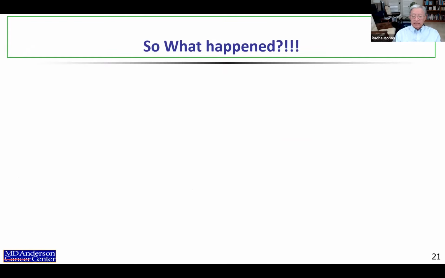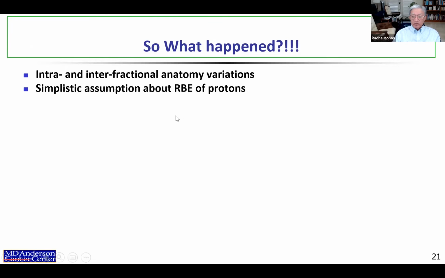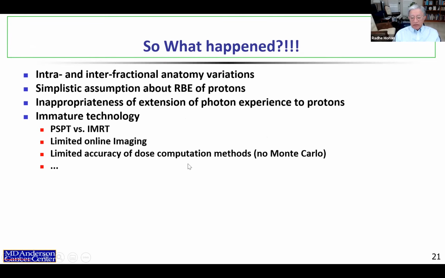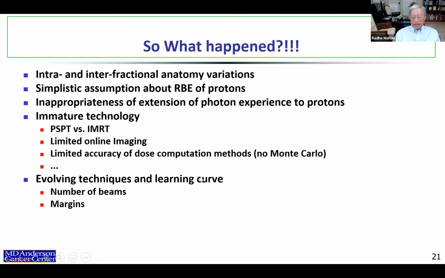So then what happened? And I think it's the points that I made. We are analyzing these data now, and we're sharing these data with our colleagues all over the world to analyze it further. And we're finding certain things, and they're confirming that it could be the interfractional changes in anatomy. It could be a simplistic assumption about RBE, or the inappropriate extension of photon experience to protons, and immature technology. Some of the things that I just mentioned already, and the evolving techniques and learning curve.